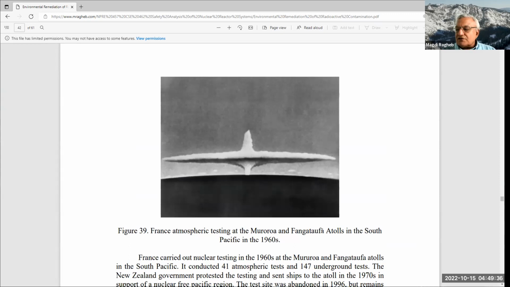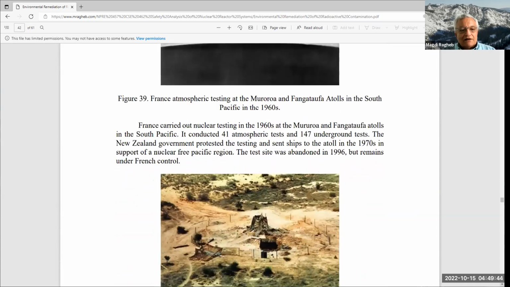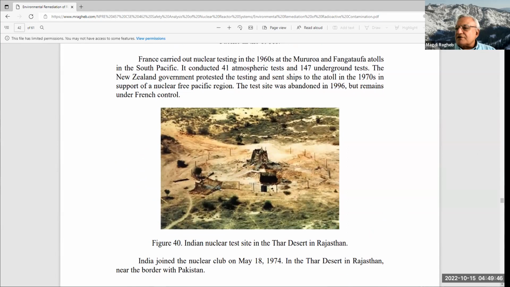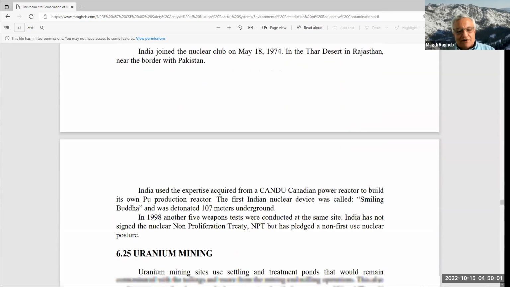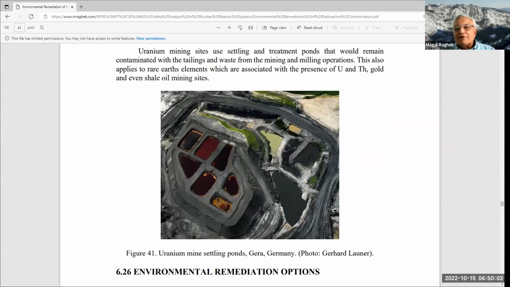France carried out testing in the Fangataufa atolls in the South Pacific. This is the only testing, other than one test by the British in Australia, in the Southern Hemisphere. So we still have strontium-90 settling down to the ground in the upper hemisphere. This is the Indian nuclear test site in the Thar Desert in Rajasthan, and you can see how it is left needing to be decontaminated.